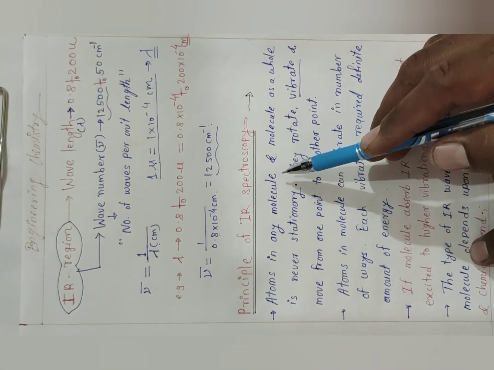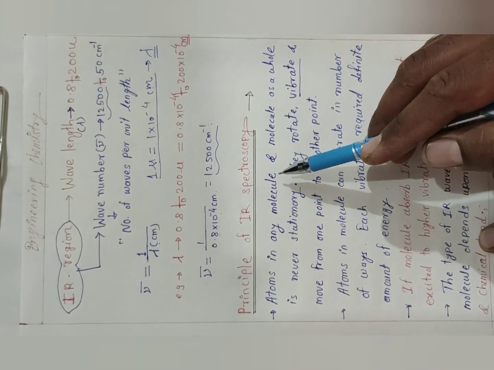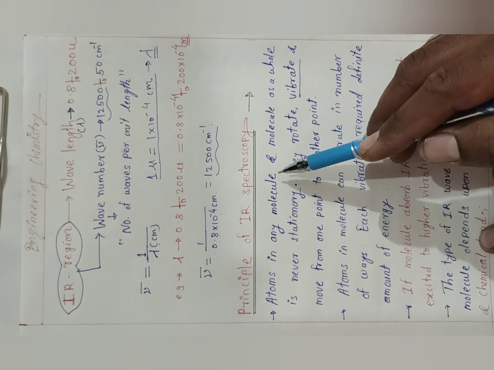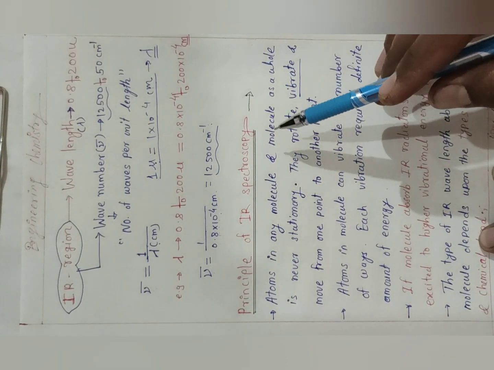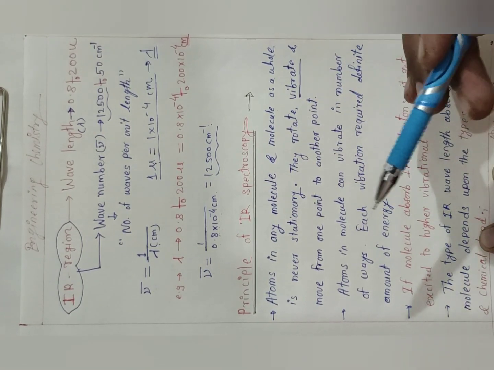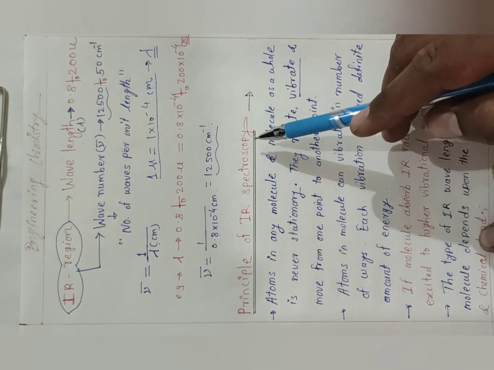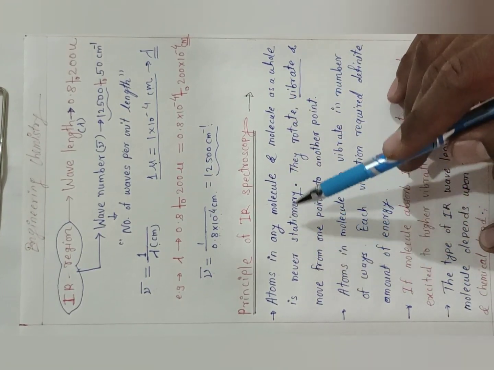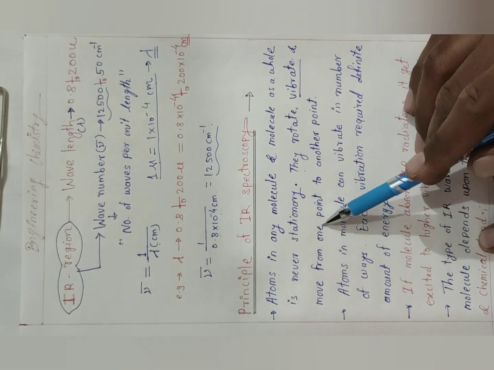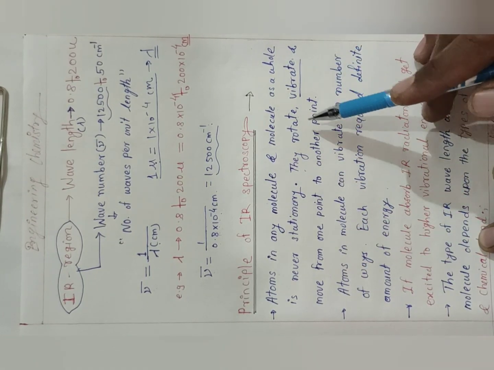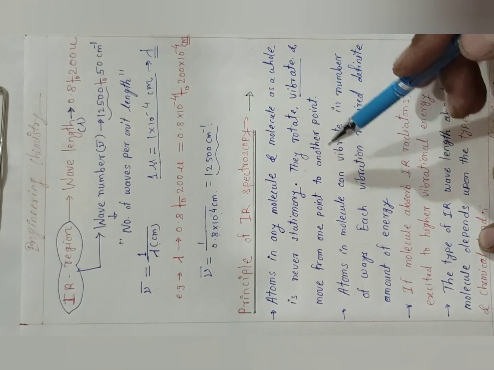Atoms in any molecule, as you know, a molecule is made by the combination of atoms bonded with one another. Atoms in any molecule, and the molecule as a whole, meaning the complete molecule, is never stationary. Means atoms in a molecule are not stationary, or the whole molecule is not stationary. They always rotate, vibrate and move from one point to another point. Means rotation is there, vibration is there, movement is there from one point to another point.